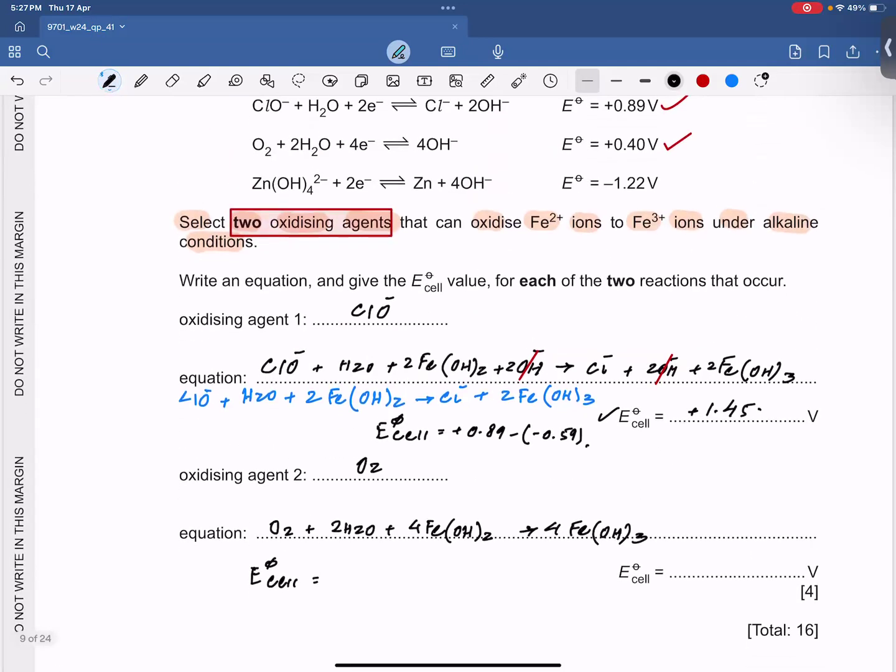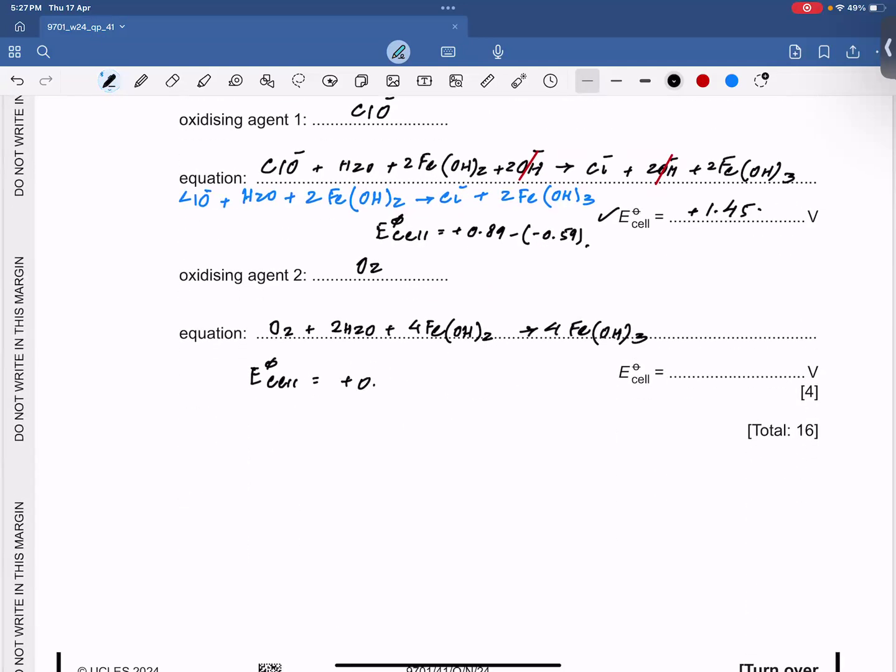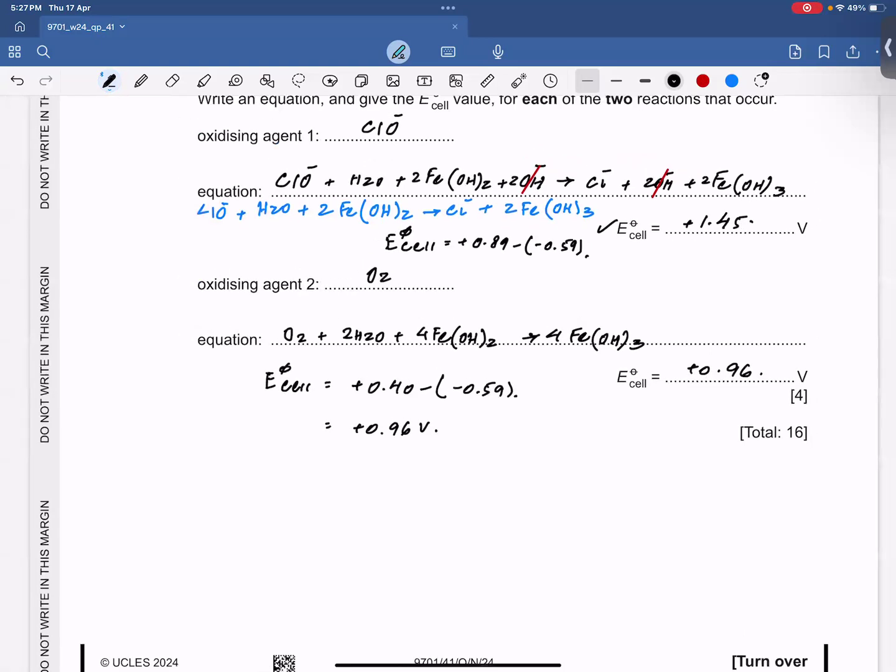Its value is plus 0.40 volt minus, its value is minus 0.59 volt. So the value of E° cell is basically plus 0.96 volt. That's the end of this question.